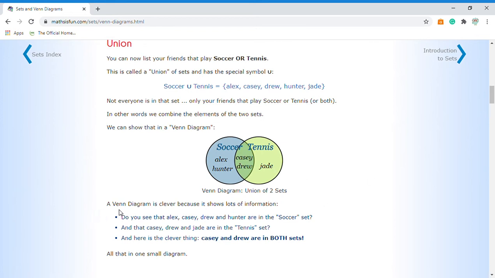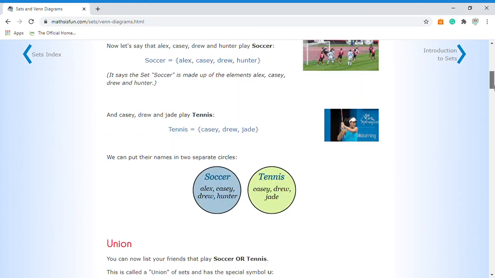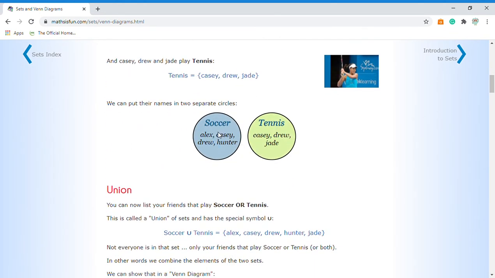Now let's read what they say. They say that a Venn diagram is clever because it shows lots of information. Do you see that Alex, Casey, Drew, and Hunter are in the soccer set? That's here. Alex, Casey, Drew, and Hunter. They were in soccer, and Casey, Drew, and Jade were in tennis.